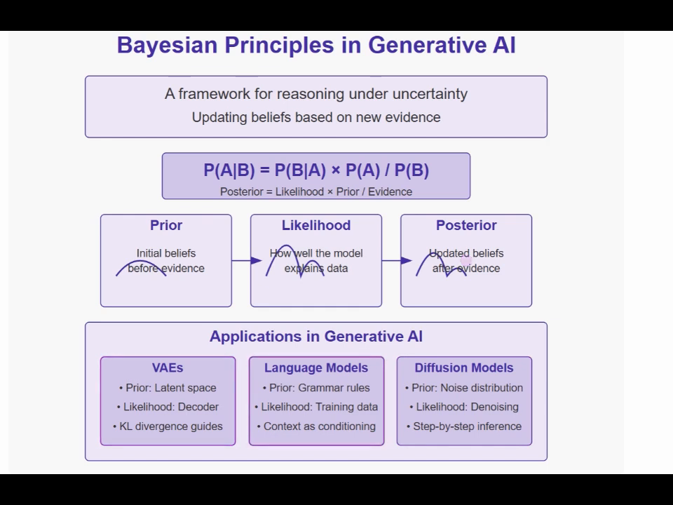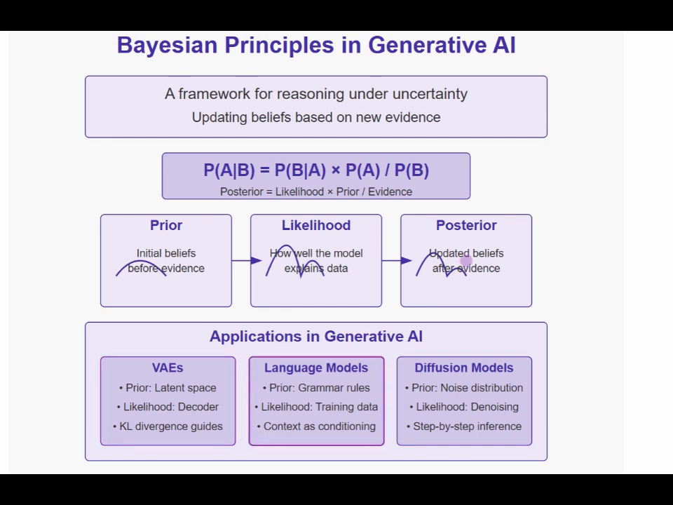For instance, if a VAE sees many faces with glasses, the posterior distribution shifts to better represent the relationship between glasses and other facial features, making generated faces with glasses more realistic. 2. Language models. Modern language models incorporate Bayesian thinking through: prior, grammatical rules and general language patterns; likelihood, patterns observed in training data; posterior, updated understanding of language after training.